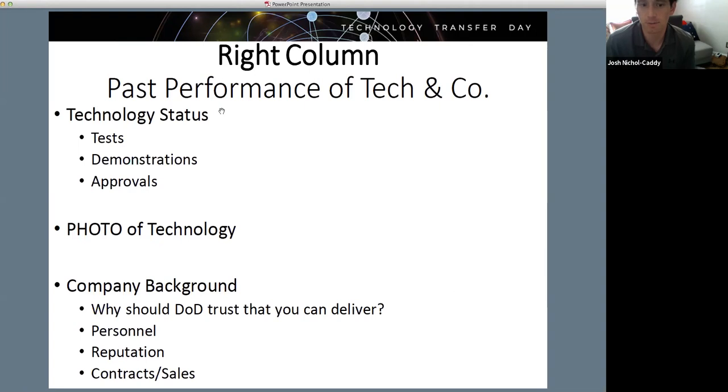And then kind of the personnel and the reputation. So maybe your company doesn't have contracts or sales that it's done in the past, but maybe you as a researcher have delivered on those in the past before. So you have grants that you've worked on or something like that with relevant technologies. So you've got your personnel, maybe your personal reputation, even if your company doesn't have a long track record with that.